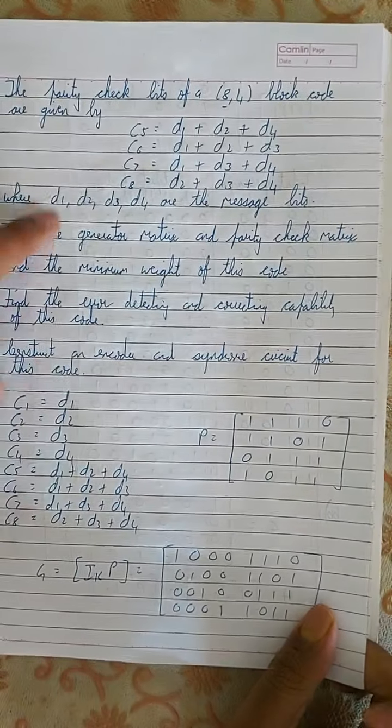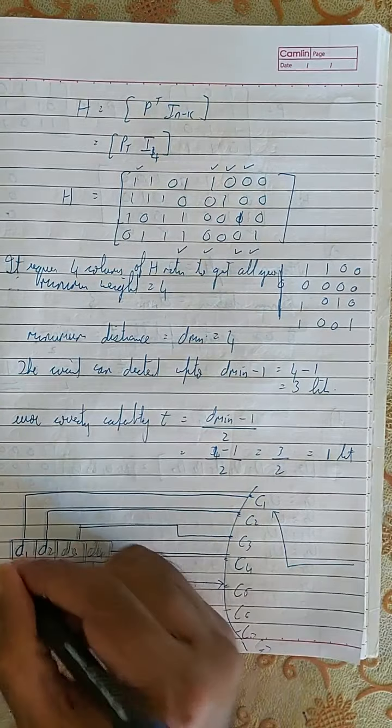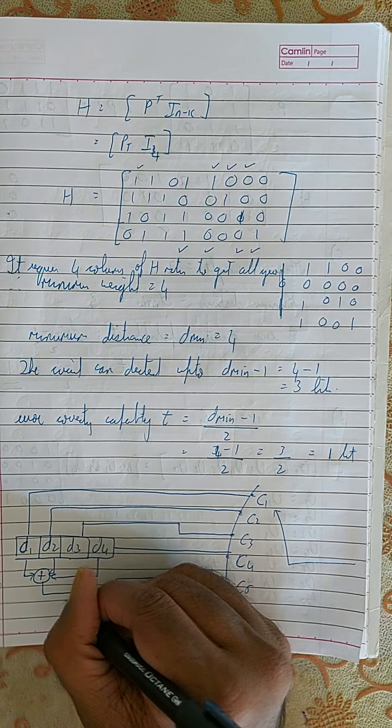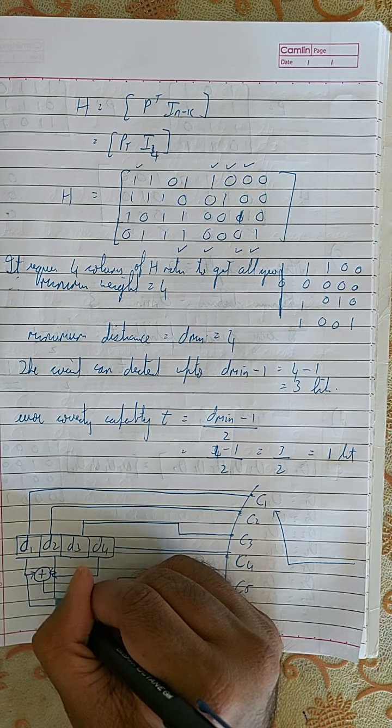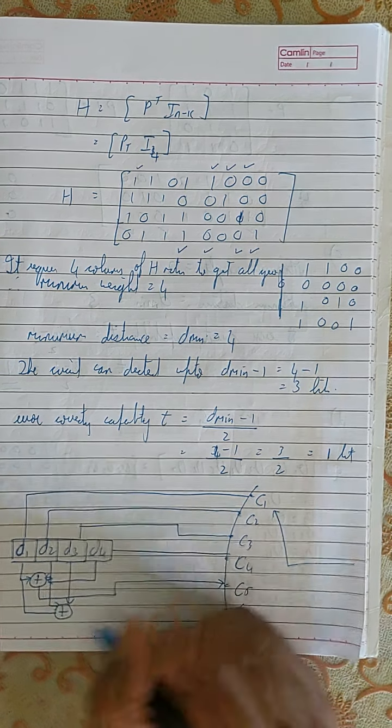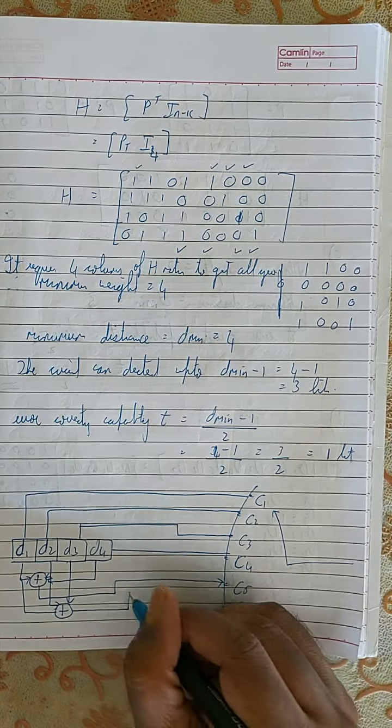What is the equation for C6? D1 plus D2 plus D3 is C6.